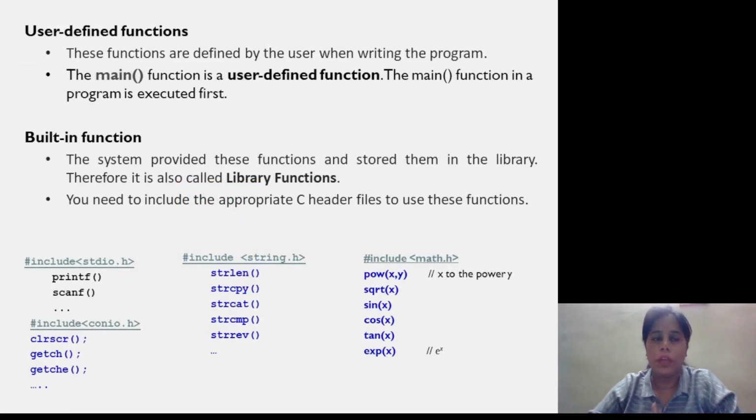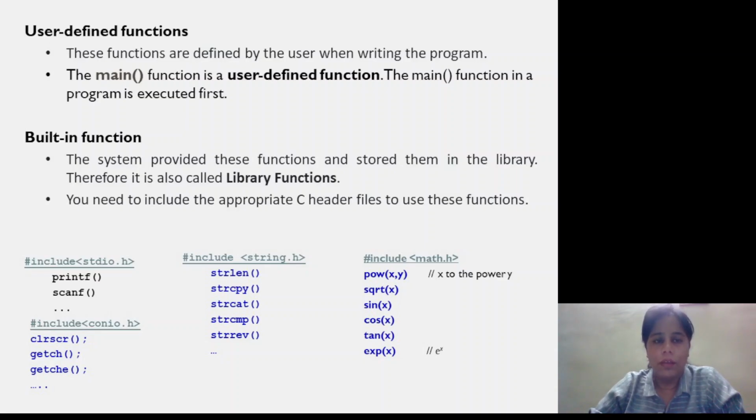As I have already mentioned, the functions which we write for a particular purpose are known as user-defined functions. Main is one example of a user-defined function. Now, built-in functions are also known as library functions. The system provides these functions and stores them in the library. We need to include the appropriate C header files to use these library functions.